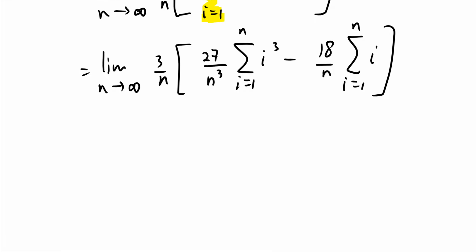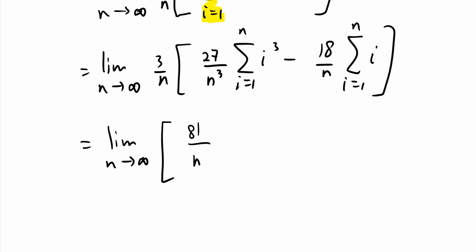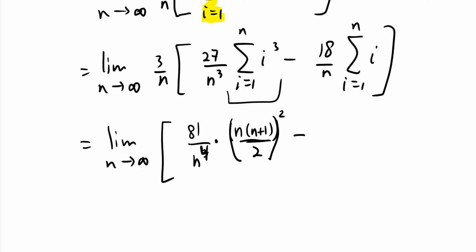Okay, so far. Now, the limit as n goes to infinity of, I see a lot of n's in here. So we can multiply the 3 over n inside. That gives me 81 over n cubed times n, n to the 4th, times. What is this one here? This one, we gave you a formula. You go back to the previous section and find it. It was n times n plus 1, over 2, all squared. That was the formula from the previous section. Minus, multiply the 3 over n inside. 3 times 18, 54 over n squared. And this one had a formula, n times n plus 1 divided by 2.